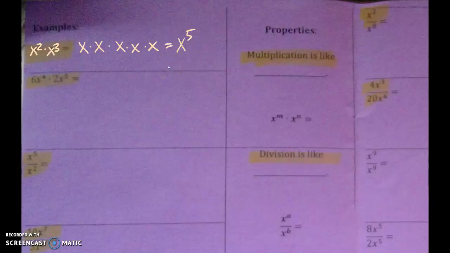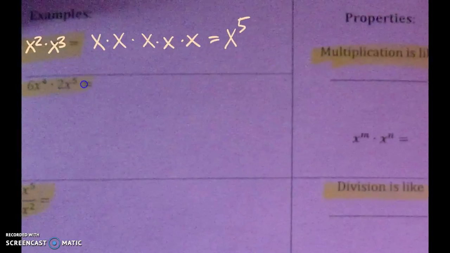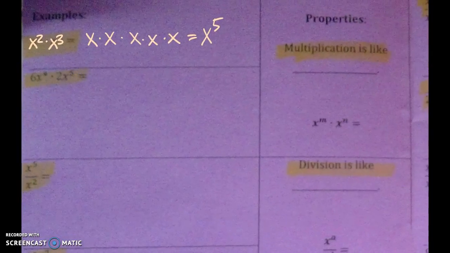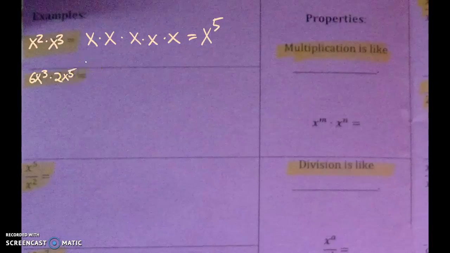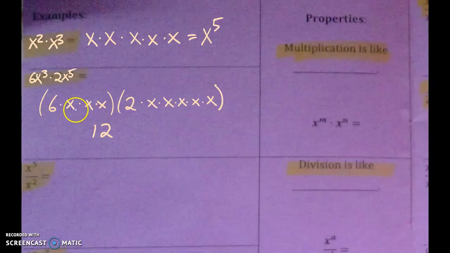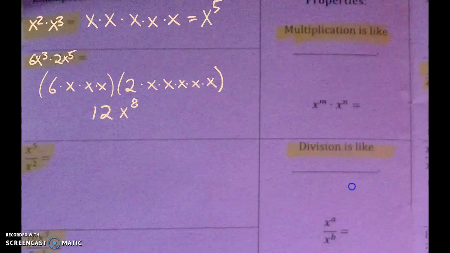We look at this example down here. We have a coefficient, which makes things a little bit more interesting. We have, so this is 6x to the 3rd times 2x to the 5th. So I have 6x times x times x times 2 times x 5 times. And that gives me 12, and then I count my x's, 1, 2, 3, 4, 5, 6, 7, 8, x to the 8th. So that's my final answer.